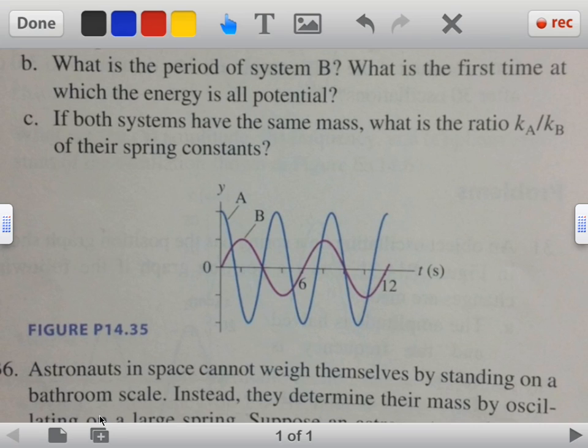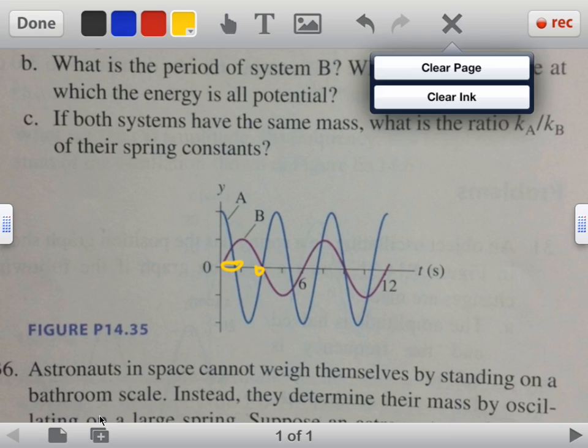So do I choose this one? That's maximum speed, right? Well, what do you think, or Tony? That's moving downward. Yeah, that's moving downward, right? So we're going to pick that one right there. So that's at 3 seconds? Everybody go with that? Okay.